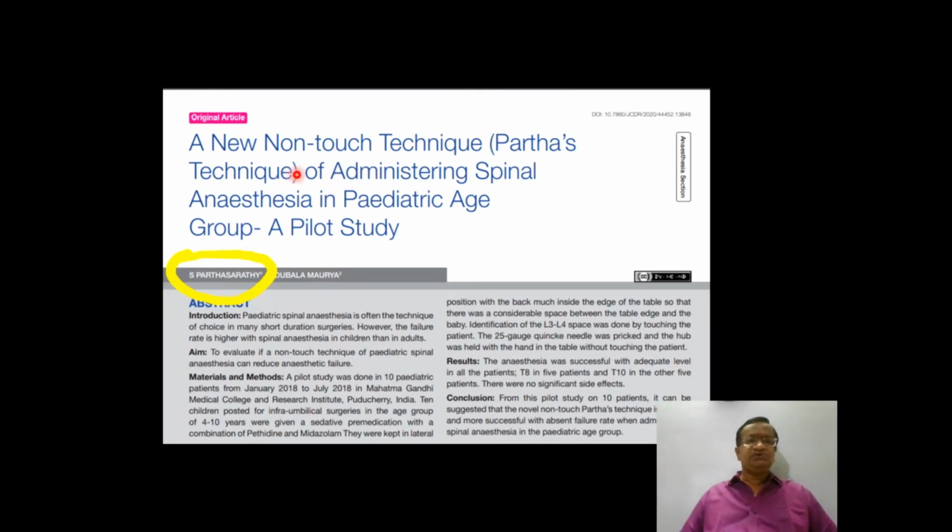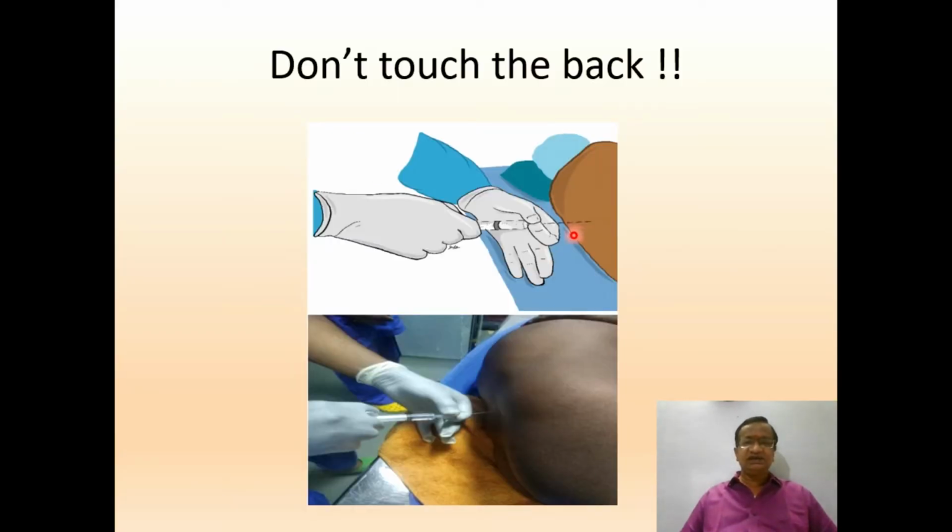A new non-touch technique of administering spinal anesthesia. This is my article, where I keep the position a little different. Here you can see the back is not at the tip of the table, so that you don't touch the baby's back. Just let the fluid come and then inject without touching. But you need something for the hand. That is why we need a sterile towel here to hold the hand. For that you need the distance. If the tip of the back is here, then we cannot do this.